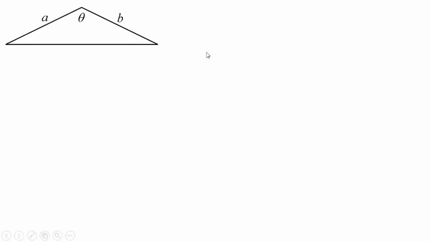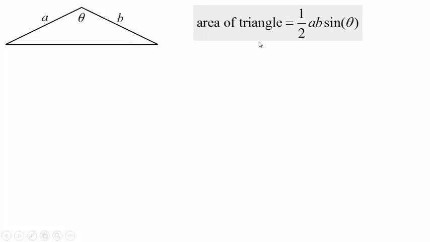Now, to work out the area of one of those smaller triangles, we need to refer to a well-known formula that relates to this triangle here, where we have two sides and an angle between them. And this is the formula. It gives us the area of this triangle, which is a half times the product of a and b times the sine of the angle between them.